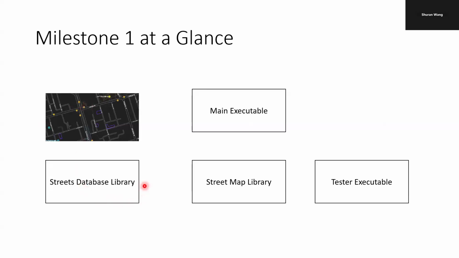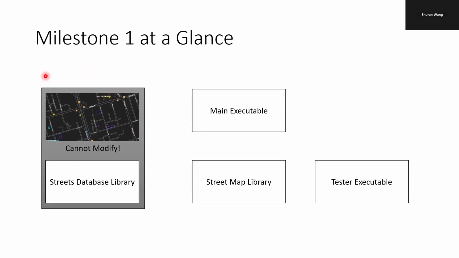So for your milestone 1 code, you have the read-only streets database library. This library includes the street database API and the OSM database API. These are not modifiable. These are read-only. These are just there so that you can access data about the maps.